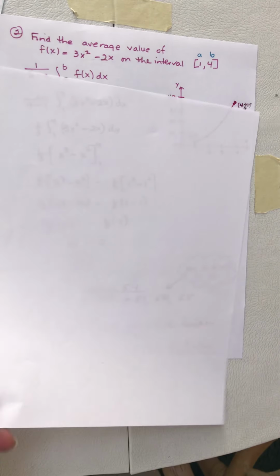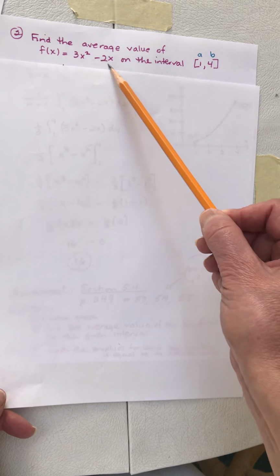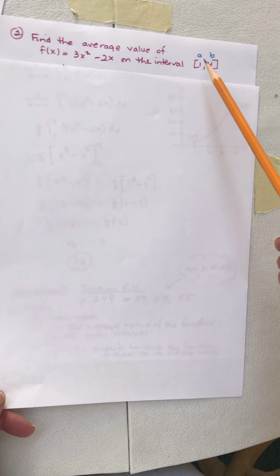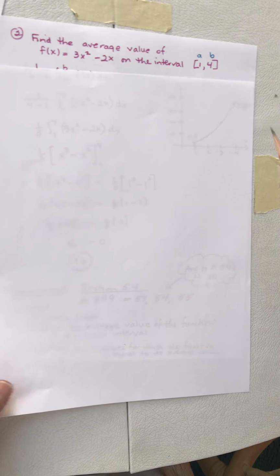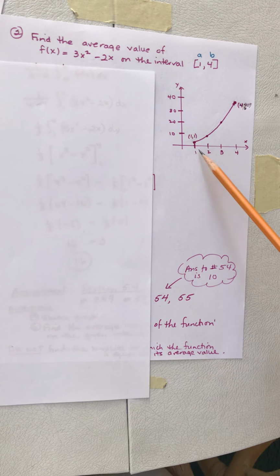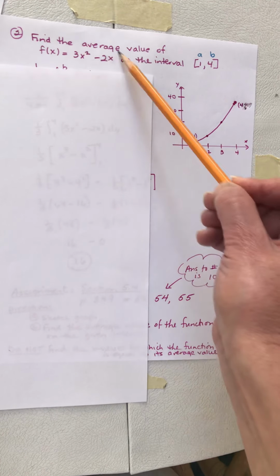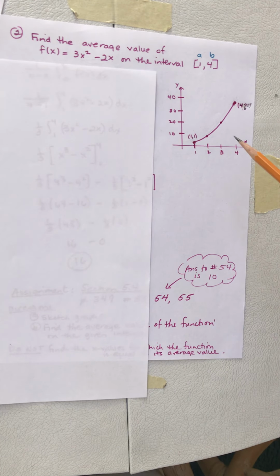Find the average value of f of x equaling 3x squared minus 2x on the closed interval 1 to 4. So first, what you're going to do tonight is graph this on 1 to 4. So I did that. Here's my graph of this function. Again, you can use your calculator if you want to see what it looks like and you don't want to plot points or use your intuitive sense.